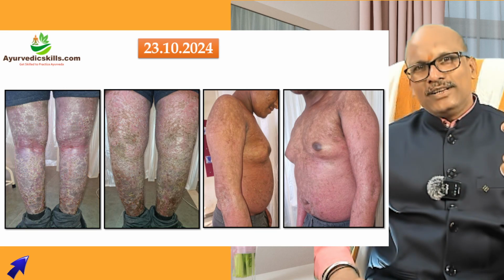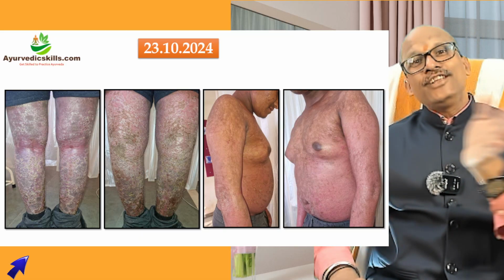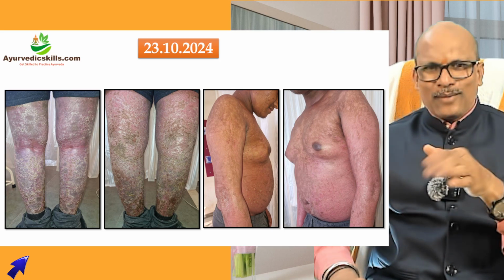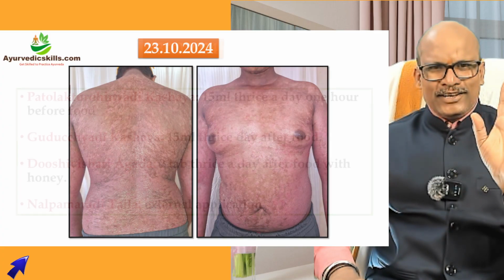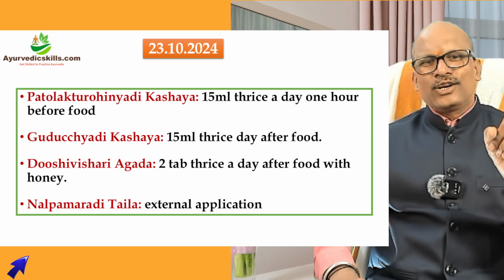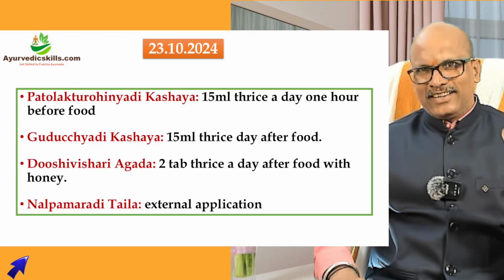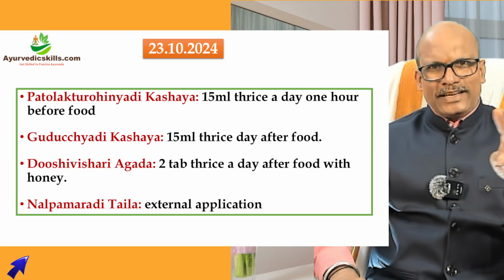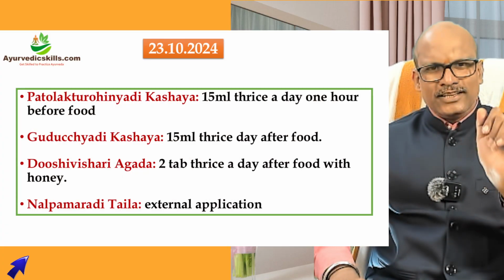The next patient came on 23/10. Now you can see all the oozing, everything has gone. Now it is becoming proper psoriasis. You can see all the trunk lesions are markedly reduced. So now Patolakaturohinyadi and Guduchyadi were continued. Now severity is reduced. I changed the Dashangagada to Dushivishari Gada. There is no oozing, no stickiness, so no Triphala Kashaya washing. Only oil. This was done on 23/10.